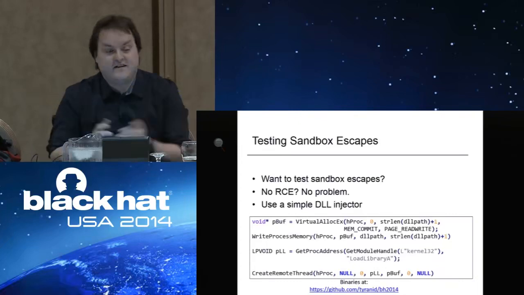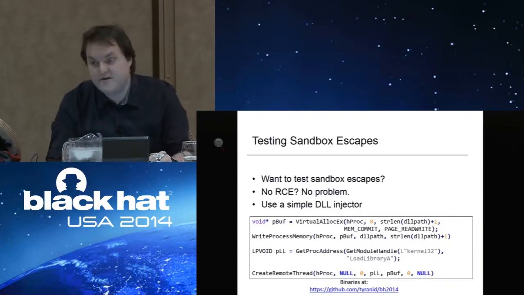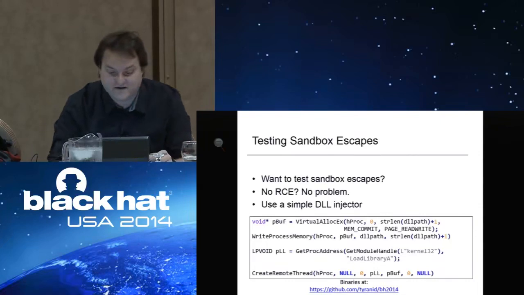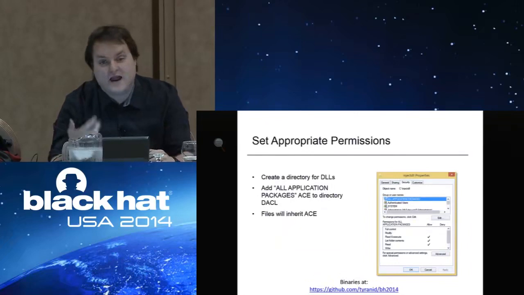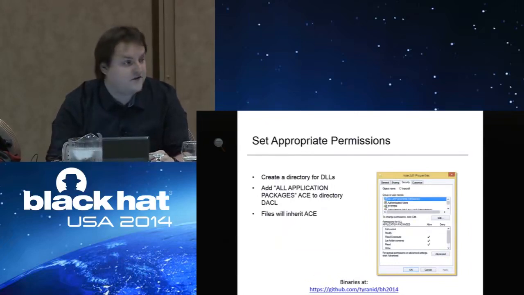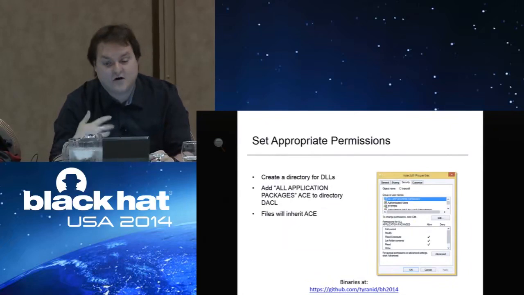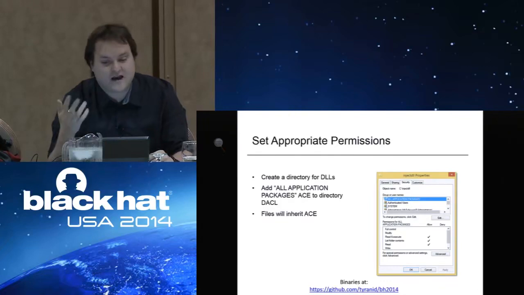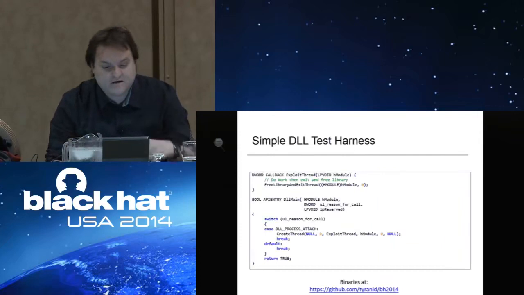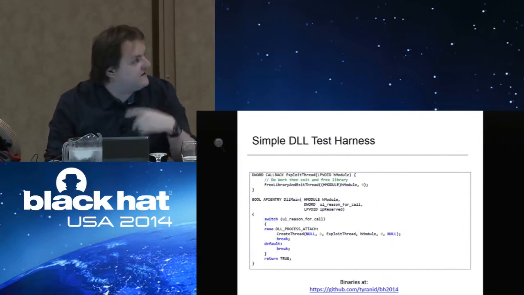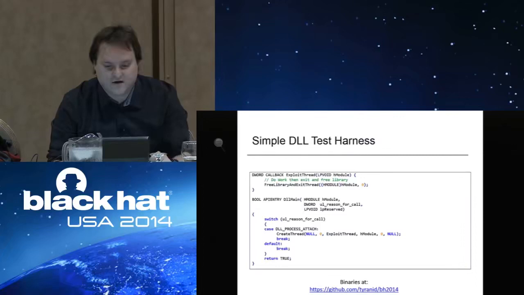You can just inject an arbitrary DLL into the sandbox process, run your test, run your escape, and see if it works. The only proviso is you need to be able to give IE access to that DLL. Obviously, if you say load this DLL and you've not given read permissions to it, it's not going to get very far. So the simplest way is to change the access control list and add the all application packages group SID to it. You can then get read access to that file and you can inject. So you can build up a simple test harness. There's example code for this on my GitHub page.